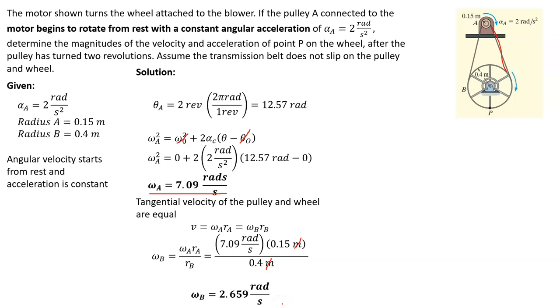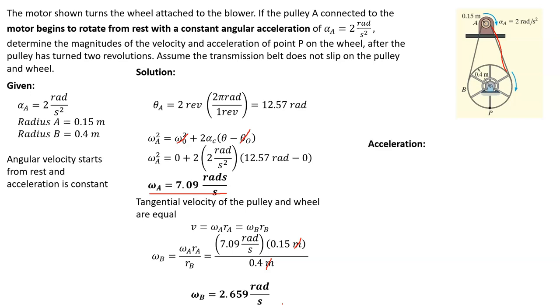Right. So now we have that angular velocity. We even have, if we wanted to, we can calculate a tangential velocity on both of those on that wheel. What we're ultimately trying to find are the magnitudes of the velocity and acceleration of point P. So let's go ahead and start off and look at the acceleration.